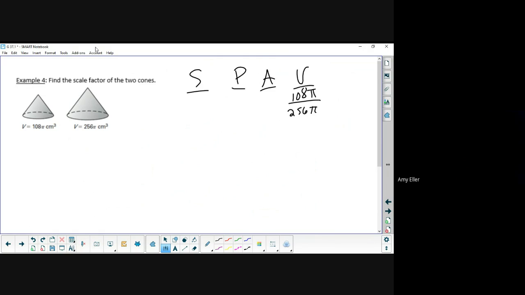Now we have some simplifying to do. We know pi divided by pi will cancel. So let's practice typing 108 divided by 256. Your calculator will likely give you a decimal. Bring your decimal into a fraction. We have a graphing calculator. Remember, we hit math. Our first choice is fraction. We should get 27 over 64.